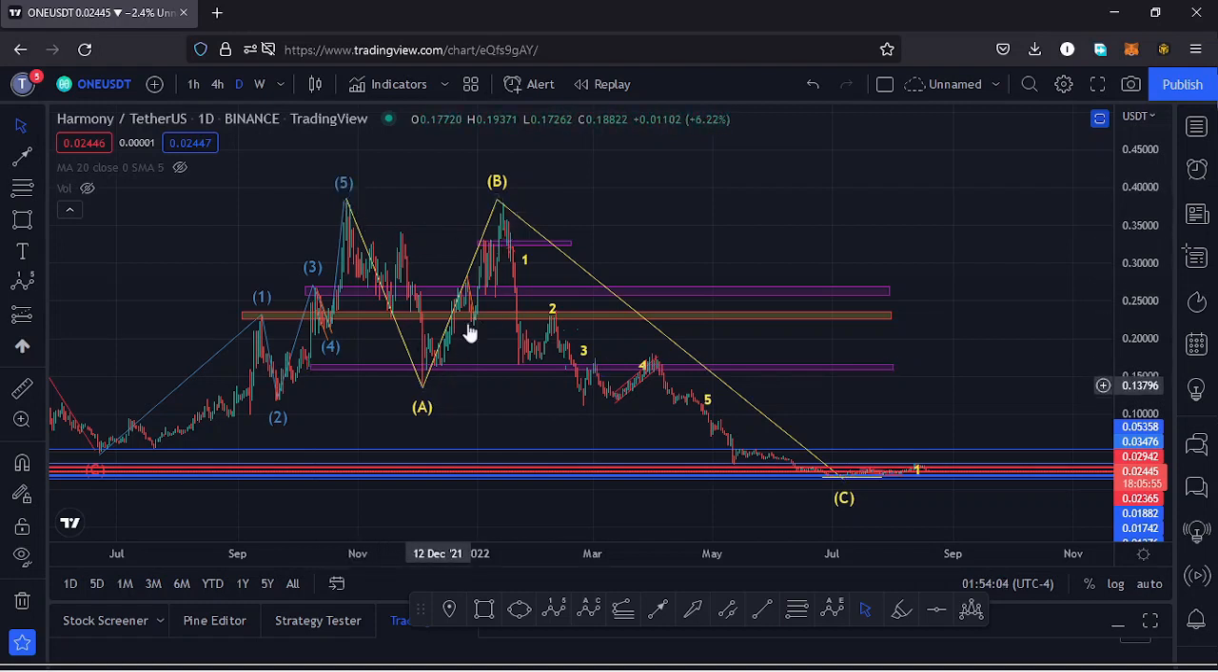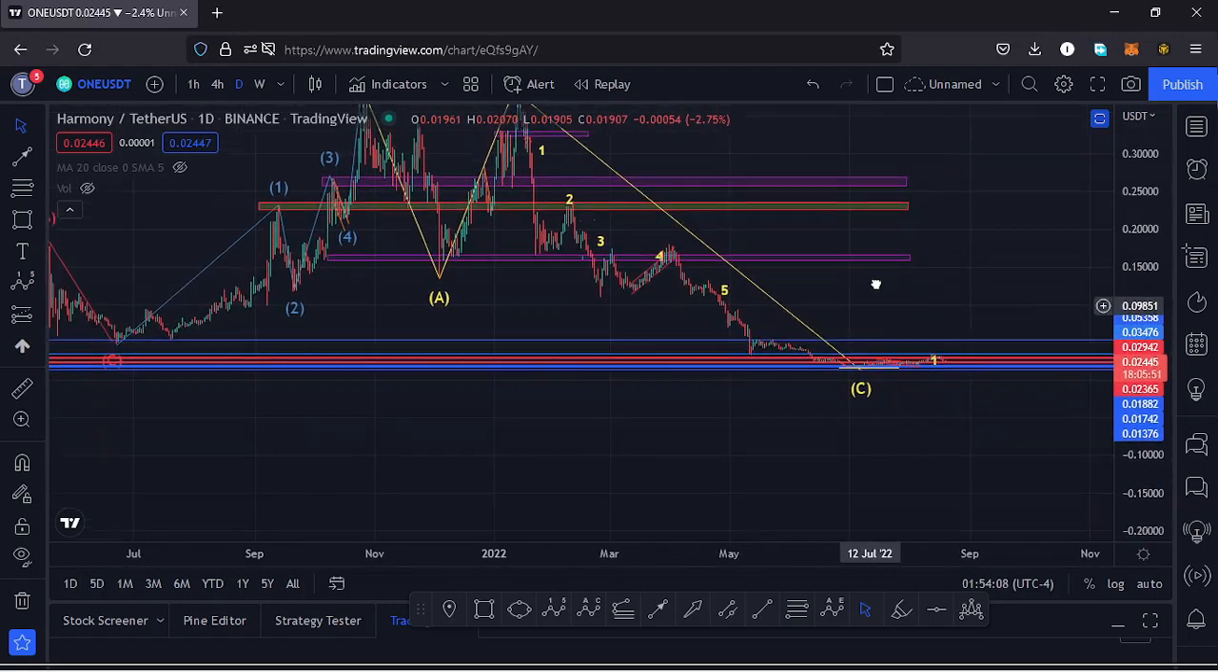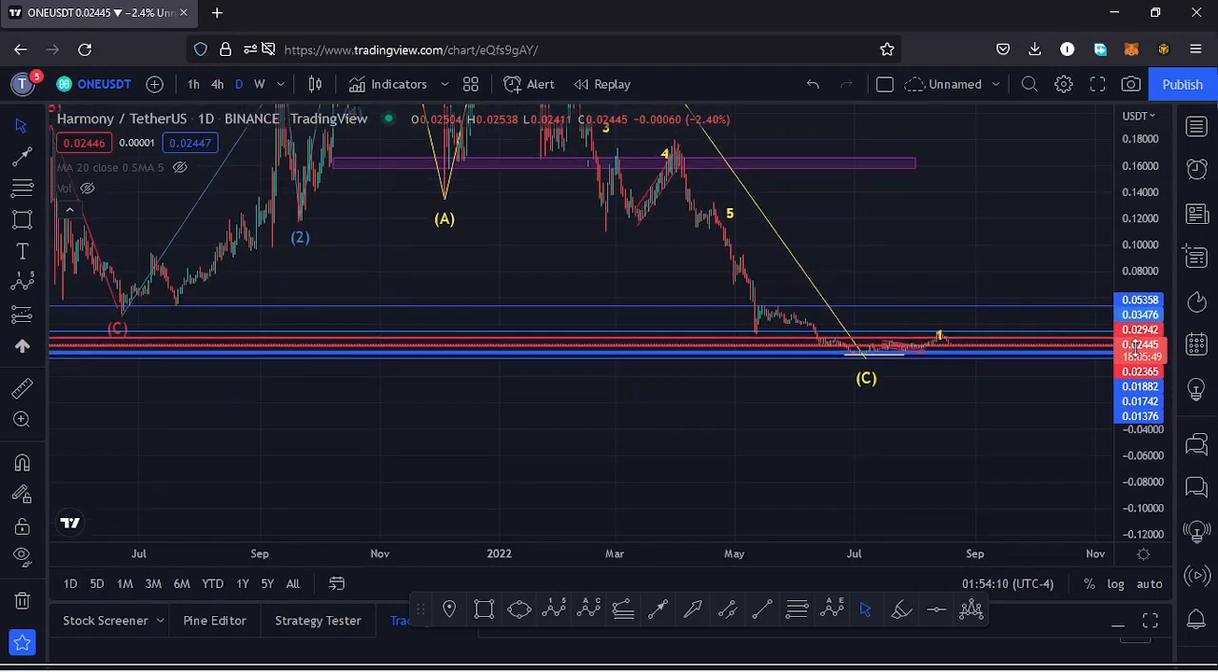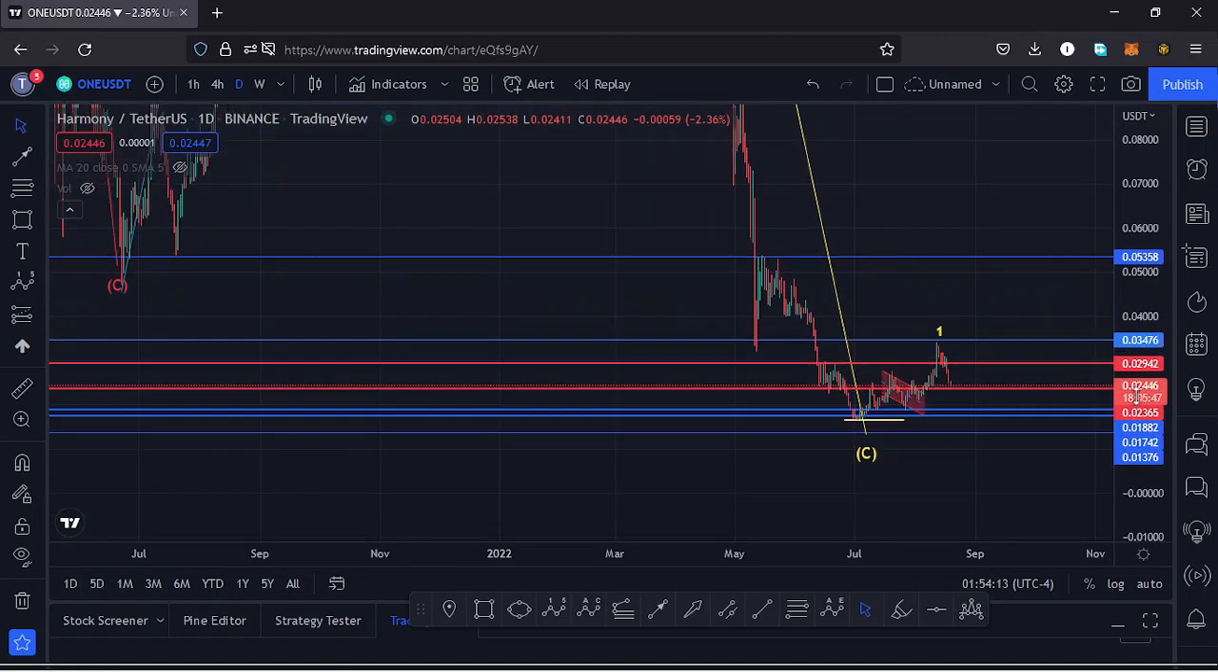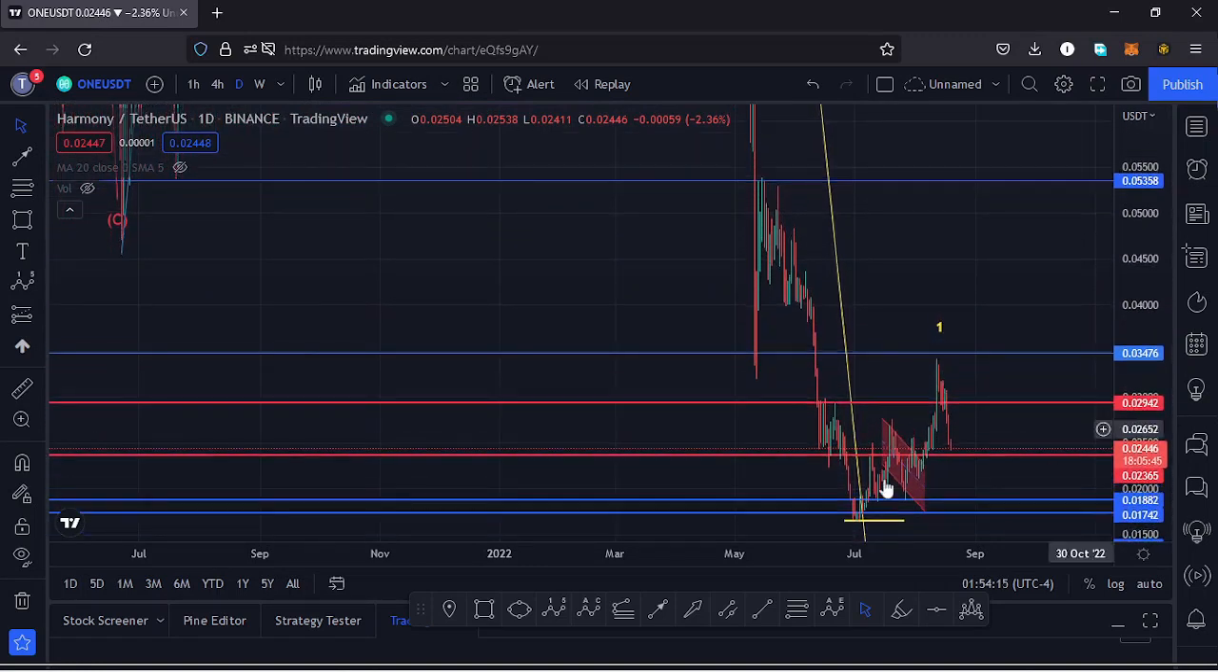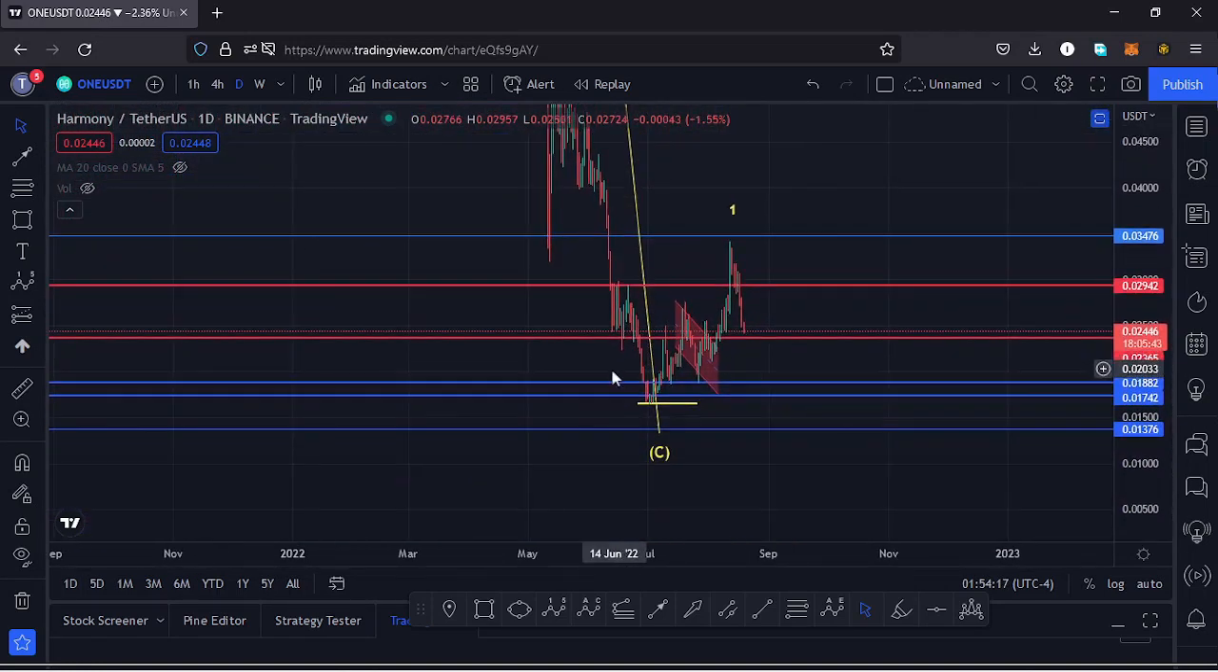Harmony One from the all-time high has been seeing lower prices in this massive ABC correction, which has now taken us to around the $0.016 mark, and having done so, I believe it has done the minimum that we expected it to do in its ABC correction.